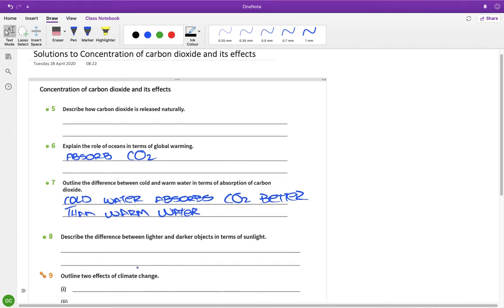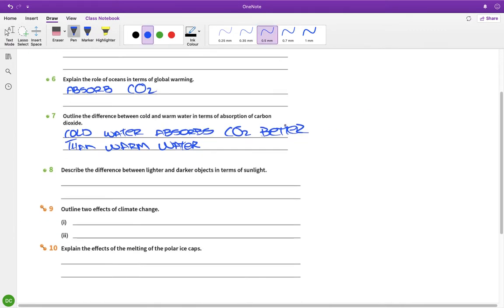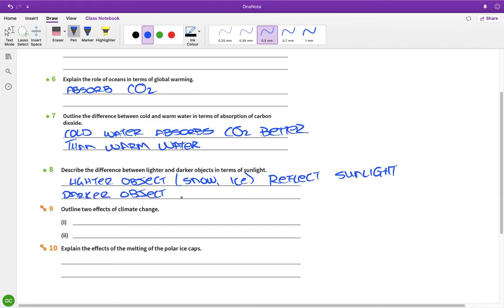Okay. Describe the difference between lighter and darker objects in terms of sunlight. So, lighter objects like snow or ice reflect sunlight, whereas darker objects like oceans or soil, I think they might have mentioned forests as well, absorb sunlight.